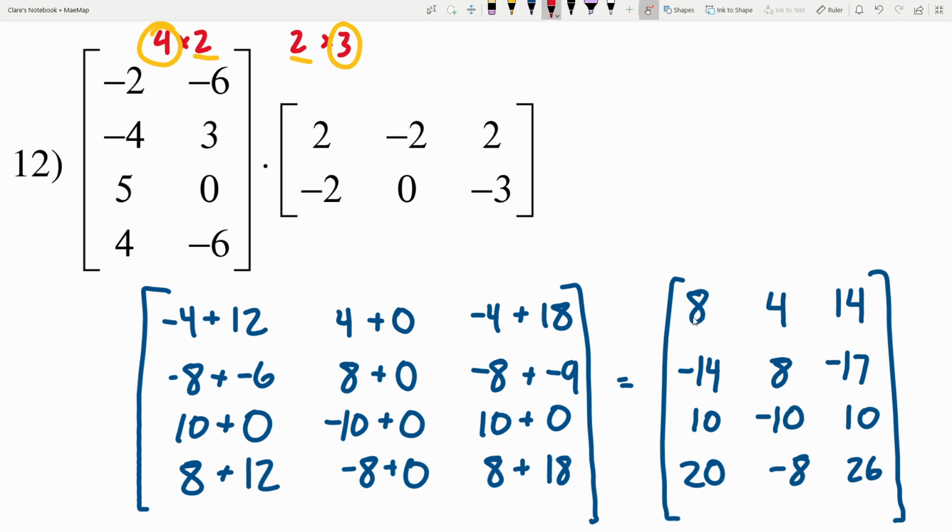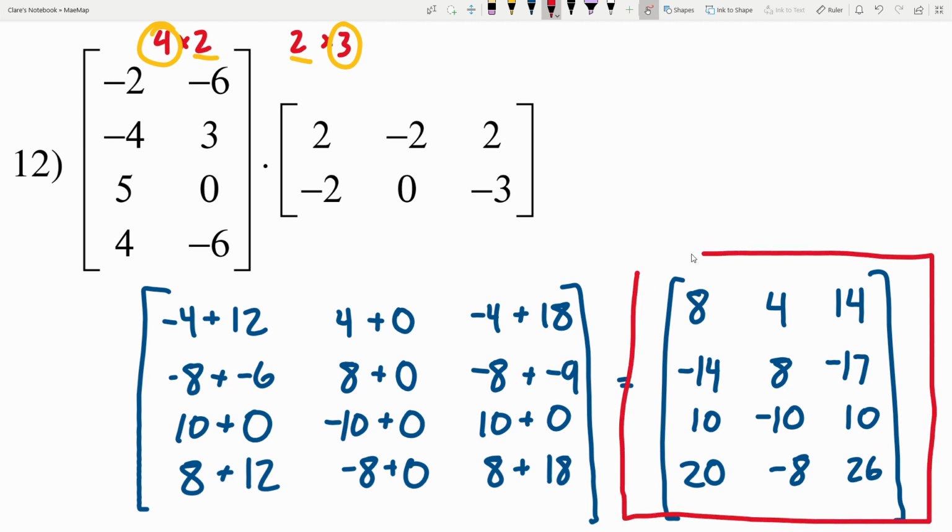So my matrix in 12 is 8, 4, 14, negative 14, 8, negative 17, 10, negative 10, 10, 20, negative 8, 26. That's my solution for number 12.